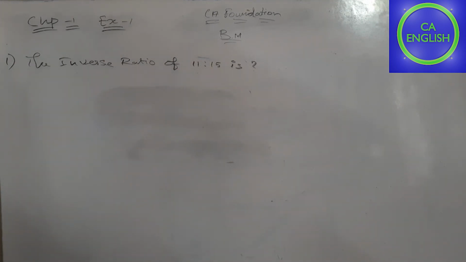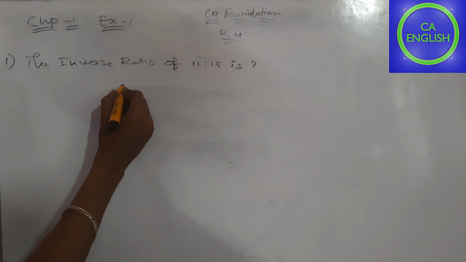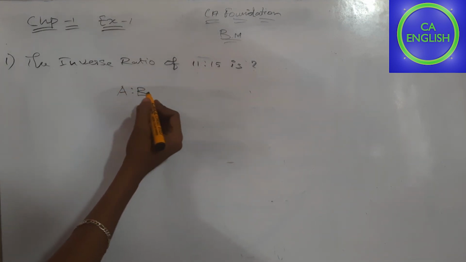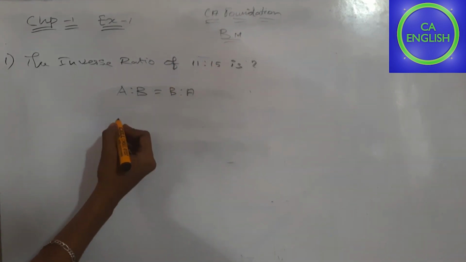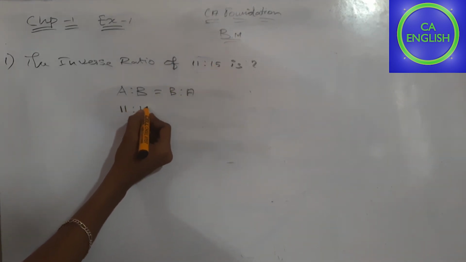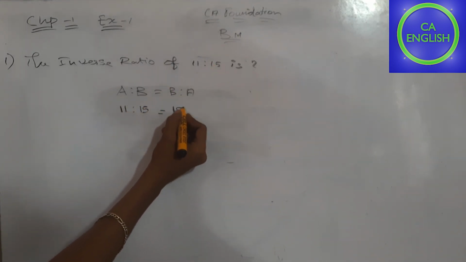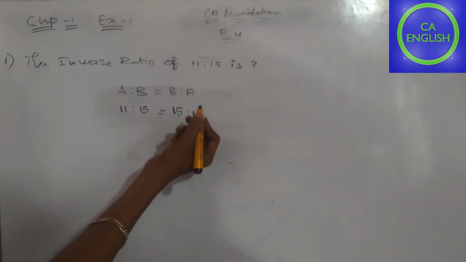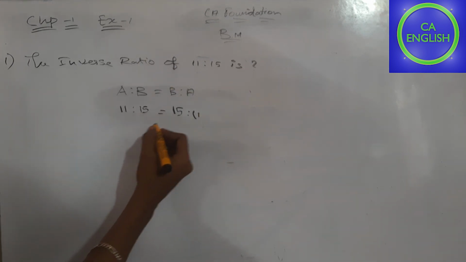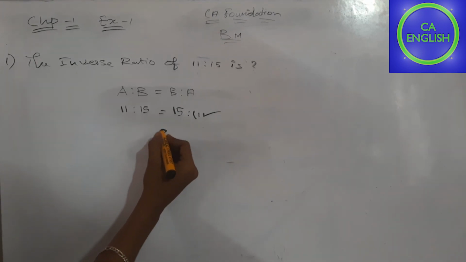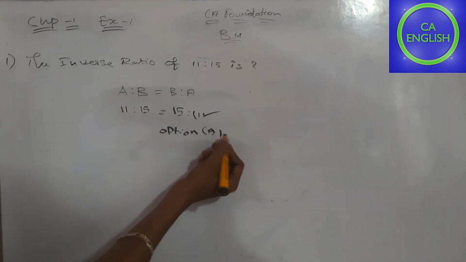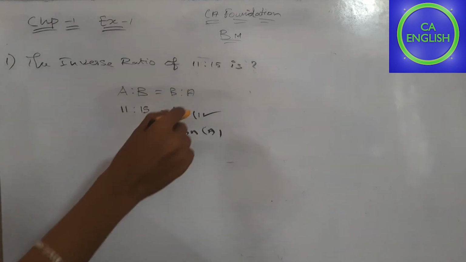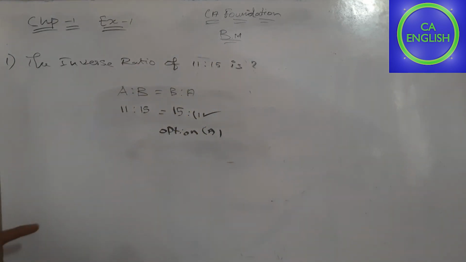First, we want to know the normal ratio. Normal ratio means A is to B, and its inverse ratio is B is to A. And the normal ratio is already given, 11 is to 15, and the inverse ratio is 15 is to 11. Okay, and the answer is 15 is to 11, option A. If the question is not clear, you can refer to the book and write the answers as you can.